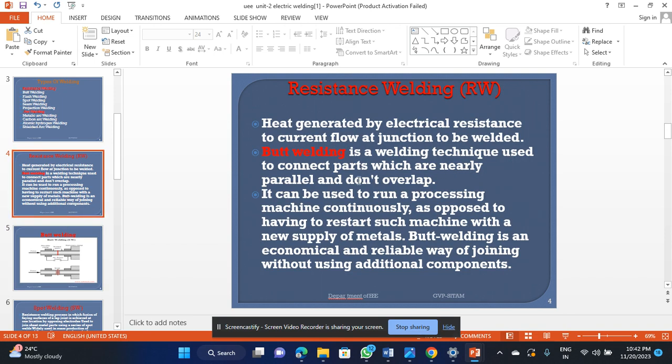There is a parallel connection, and there is no overlap. This is a running process, where the machine runs continuously as opposed to having to restart the machine with a new supply of metals. So it is an economical one.